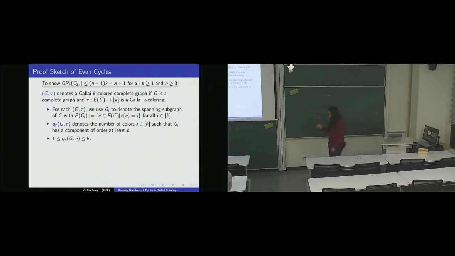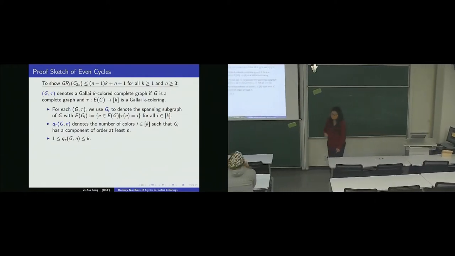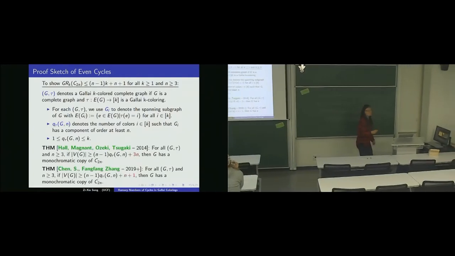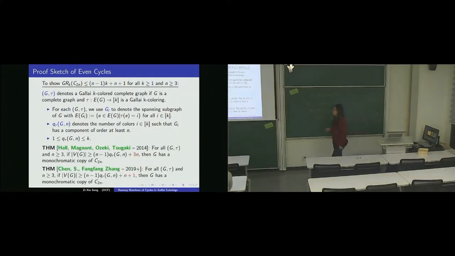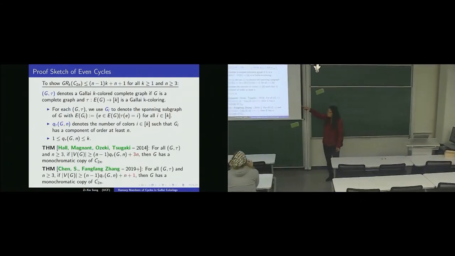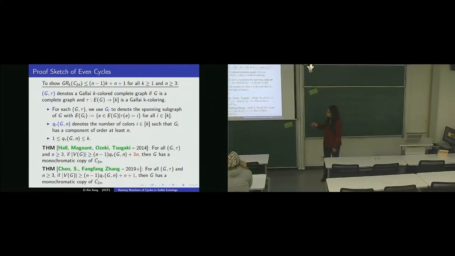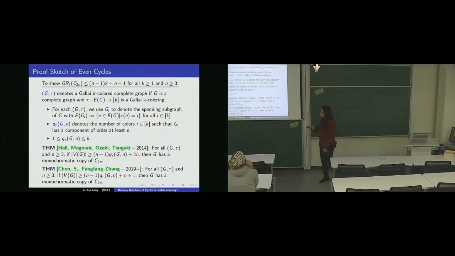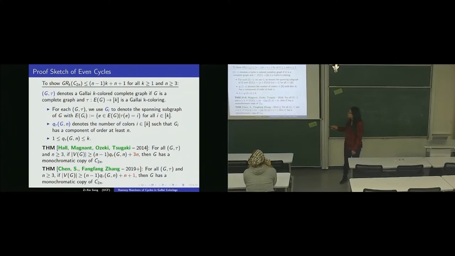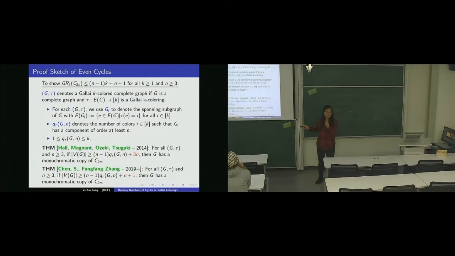This strategy was not invented by us. We went back to their paper, and they actually used it. The bound there is 3n instead of n plus 1. But this tells you that only those colors are important to you, so you will see a lot of noise there.